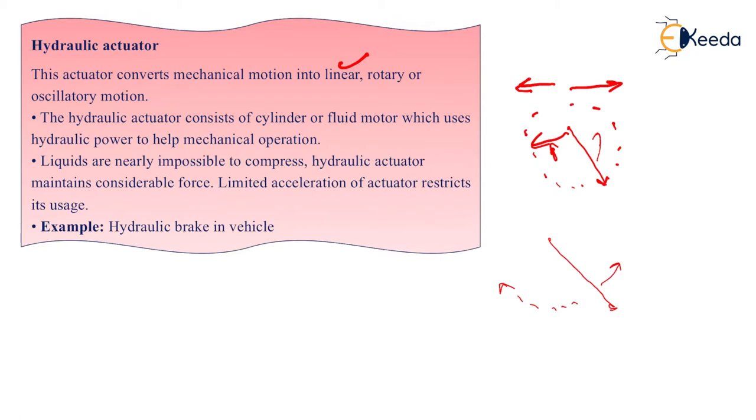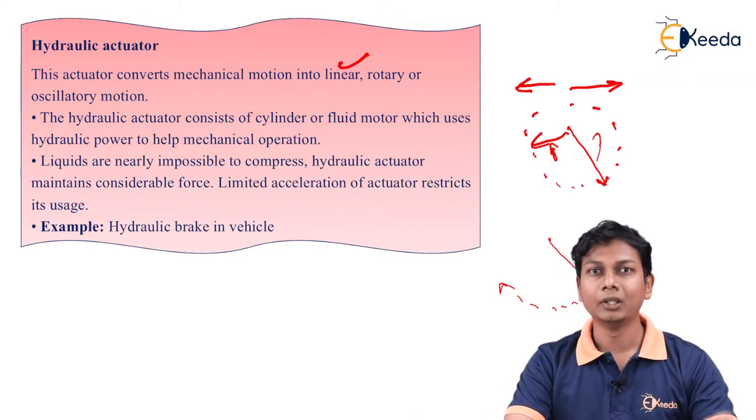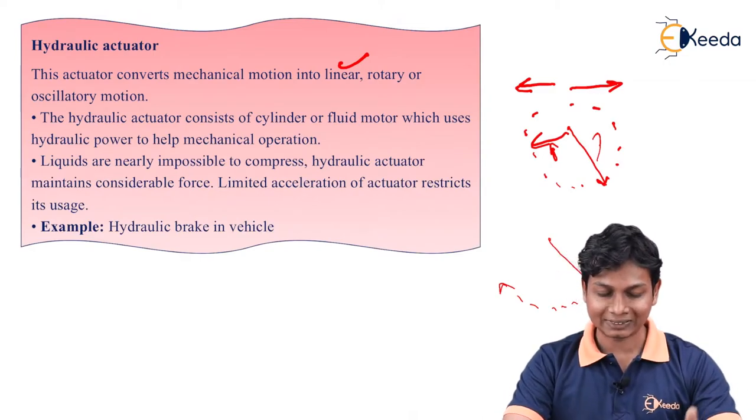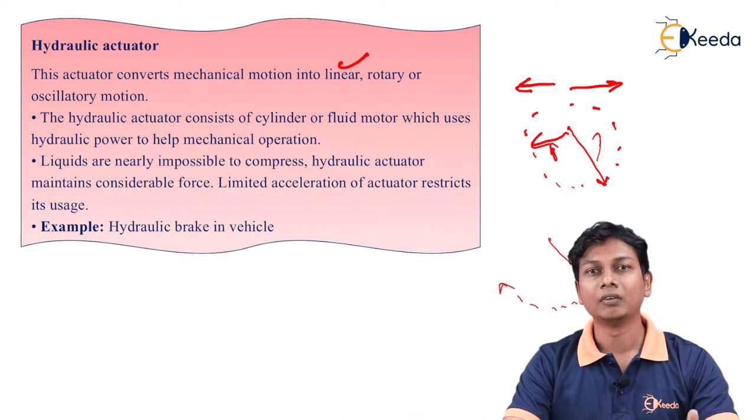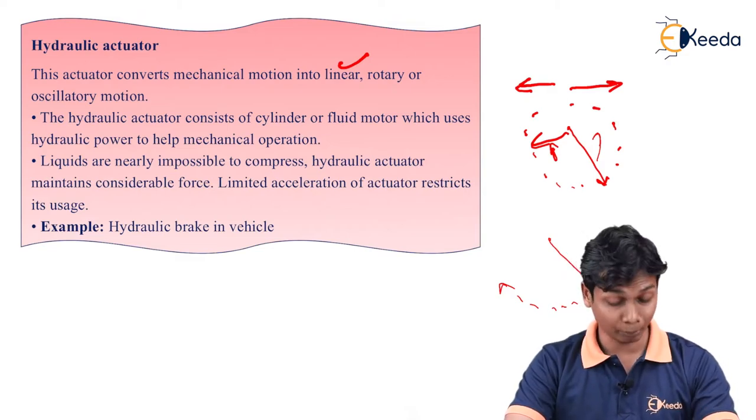The simple hydraulic actuators convert mechanical energy into various types of motion. Now, moving to the next part, the hydraulic actuator consists of a cylinder or a fluid motor which uses hydraulic power to help mechanical operation. So for performing mechanical operation, we simply require a cylinder or fluid motor which uses hydraulic power. That is the most important thing.